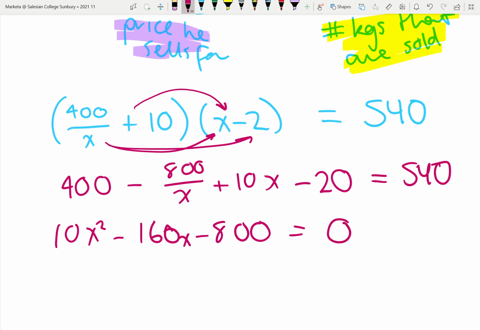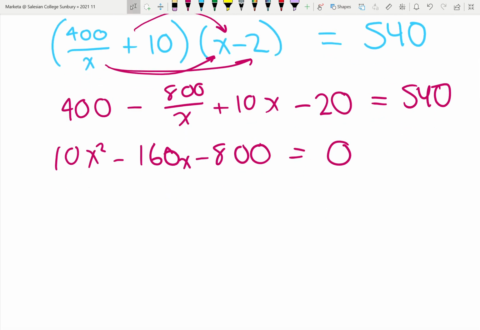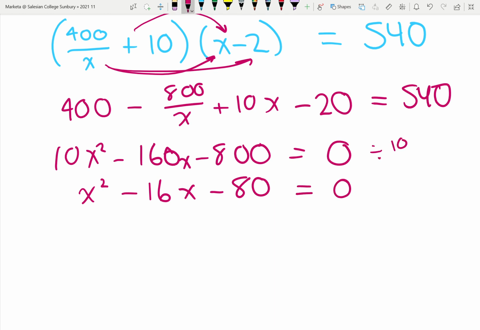So remember, when we're going to factorize and solve, we need to use the null factor law. And the null factor law means we have to equate to 0. So now that we've got that, again, it is a CAS question, so you don't have to go to this stage, but I'm going to divide by 10. So I've just divided both sides by 10. And this is my equation now. And now I'm going to factorize this.